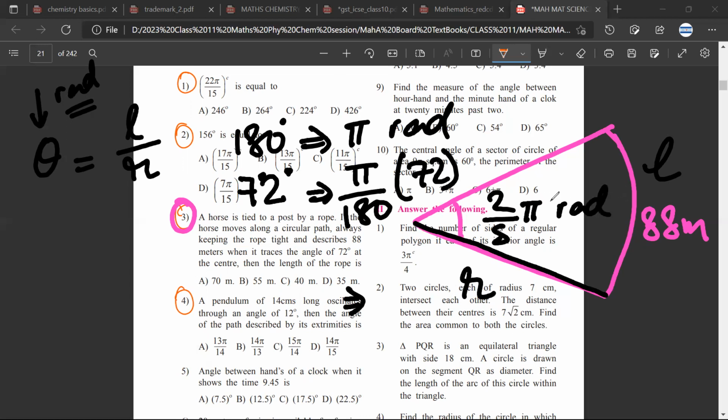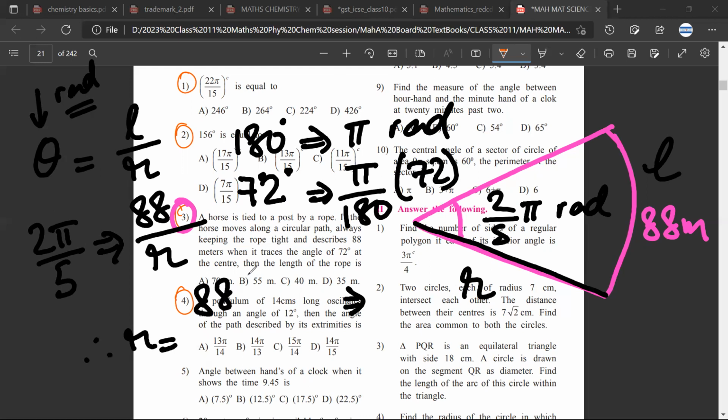So 2 pi by 5 is equal to 88 upon r. Therefore, r is equal to 88 into 5 upon 2 pi.